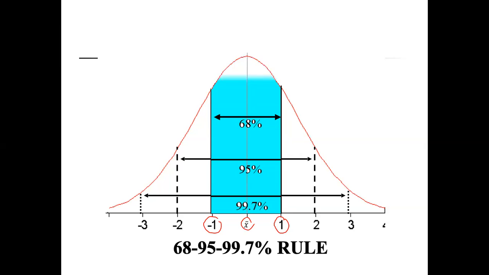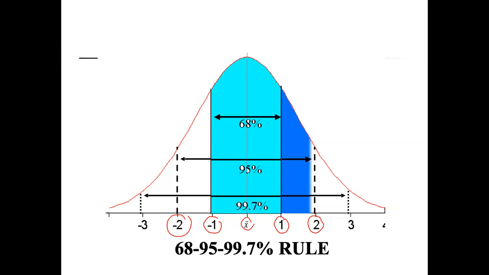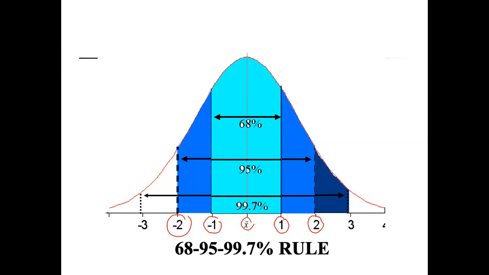In the same manner, we will have two standard deviations to the right of the mean and also two standard deviations to the left of the mean, which will be approximately 95% of your data found here. Correspondingly, we have three standard deviations to the right of the mean and also three standard deviations to the left of the mean, and that will be approximately 99.7% of your entire sample.